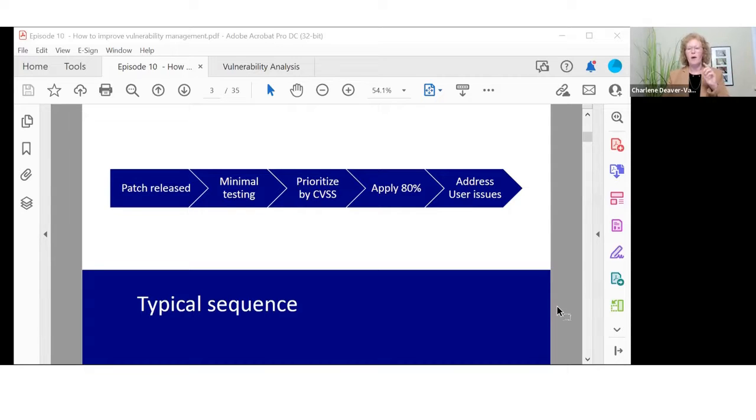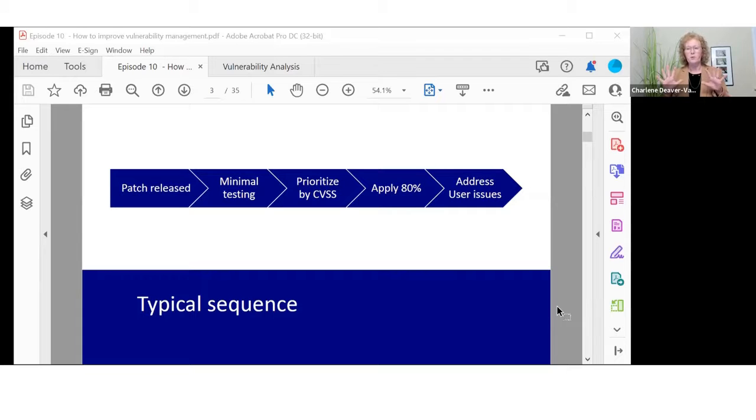And most of them have this kind of a process. It's going to look something like this. Patches are released. Hopefully you're doing some minimal testing, and most of that testing is really operational. You're checking to make sure that the patches you put on don't break anything in your operational environment. And then most operations use the CVSS score to prioritize.